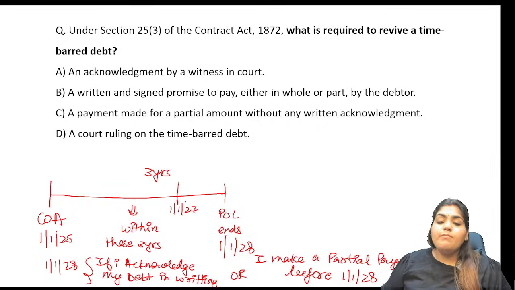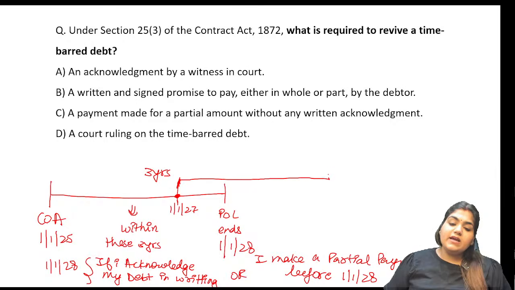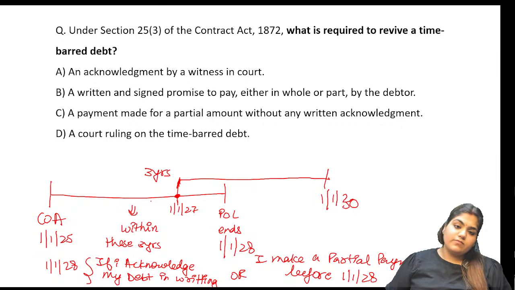If I made a partial repayment, suppose I owed you 5 lakh rupees, I paid you 1 lakh rupees, even if I paid you 50,000 rupees, even if I paid you 5,000 rupees, my period of limitation will start again. That is, I'll again get 3 more years. My limitation period will revive from 1/1/2027 till 1/1/2030. This is what the law says.